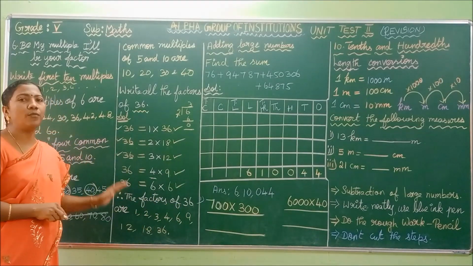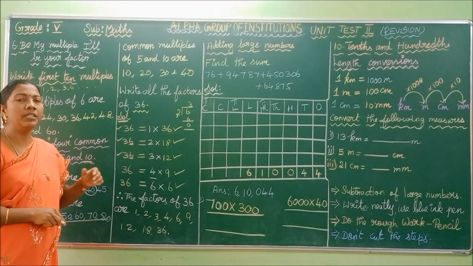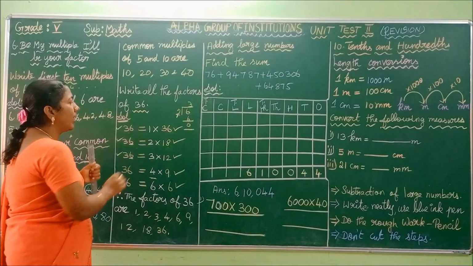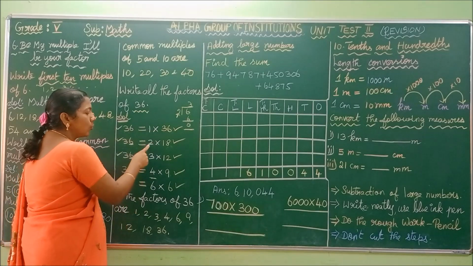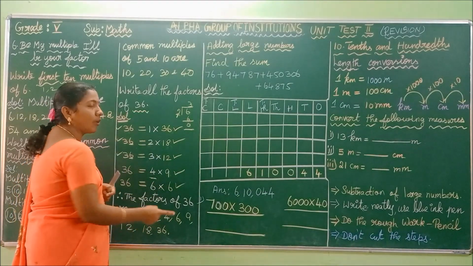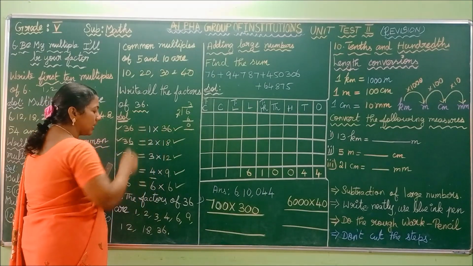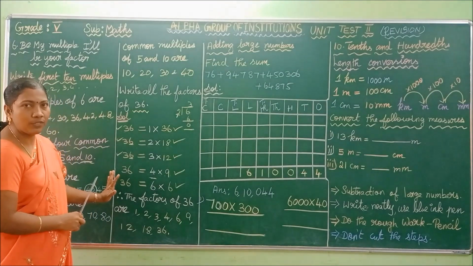While you are writing the factors of 36, you must follow the ascending order. Ascending order means small to big. First you have to write the smaller number. 1, 2, 3, 4. Here we have 6 two times, but in the answer you have to write 6 one time. So 6, 9, 12, 18, 36. These are the factors of 36.